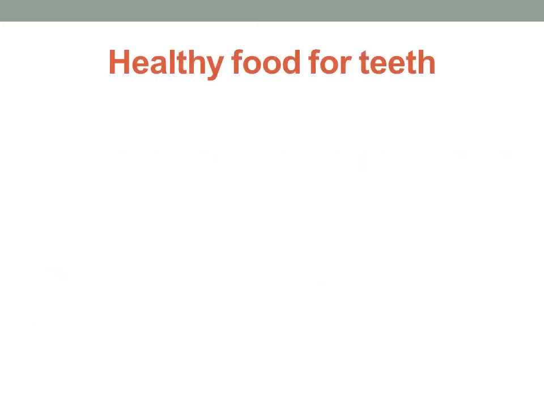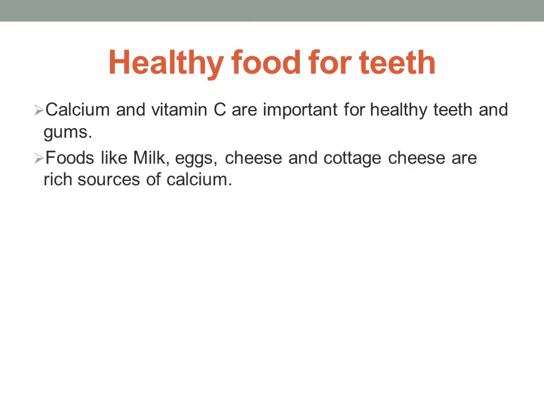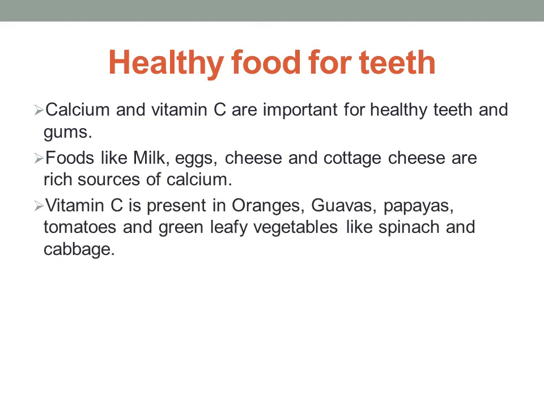Next is healthy food for teeth. Calcium and vitamin C are important for healthy teeth and gums. Like parents always say, drink milk because it is good for your teeth. Foods like milk, eggs, cheese, and cottage cheese are rich sources of calcium. Vitamin C is present in oranges, guavas, papayas, tomatoes, and green leafy vegetables like spinach and cabbage. These foods are very good for the health of the teeth.